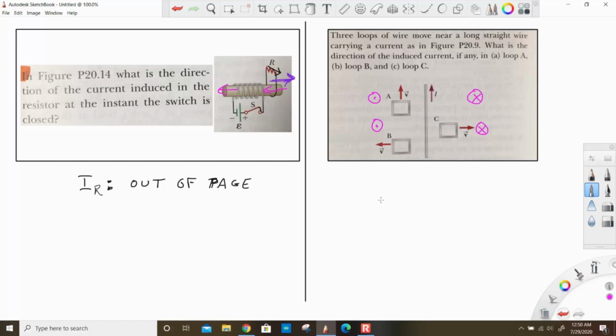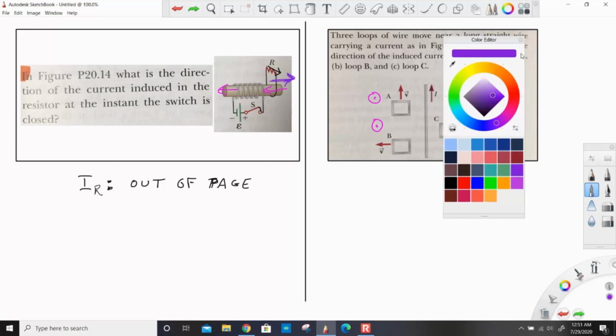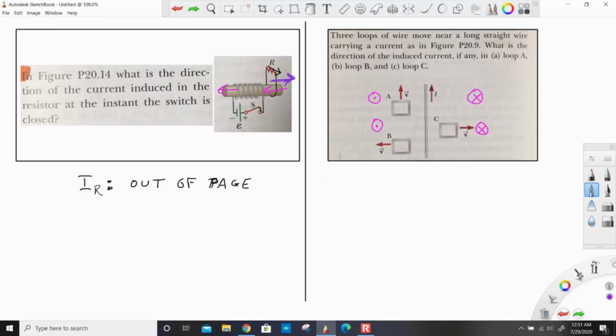Okay, so what that means is that our external field on these two is going to be out of the page, and our external field on this one is going to be into the page, right? So you, as the hoop, now have to decide what you're going to do about it. You need to create a field to counter the change. Okay, so let's take a look at A.